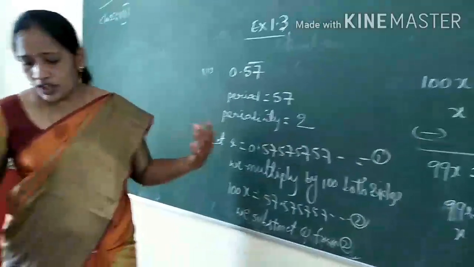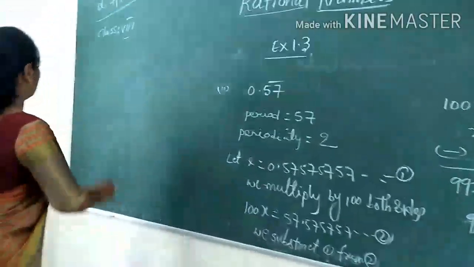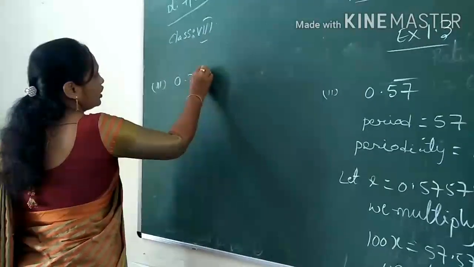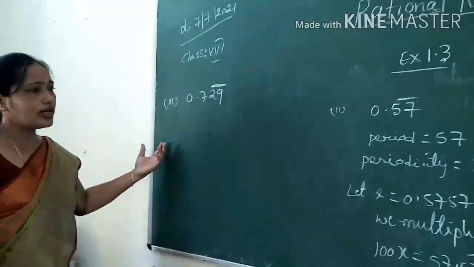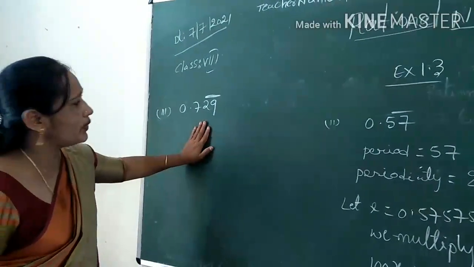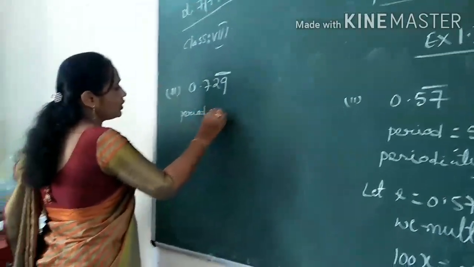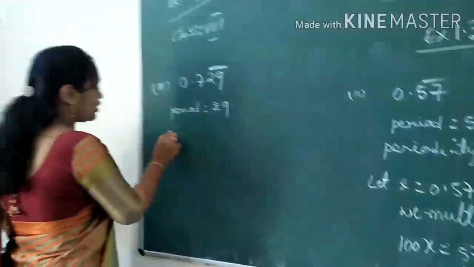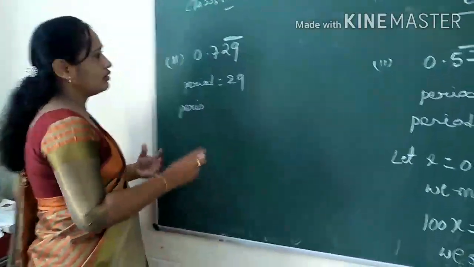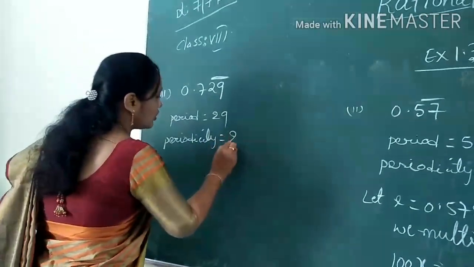Next sum: 0.729 bar, the third one. Only 29 is repeated here; only 29 is recurring. How many digits are recurring? Two. Periodicity means how many numbers are repeated, and here only two numbers are repeated.